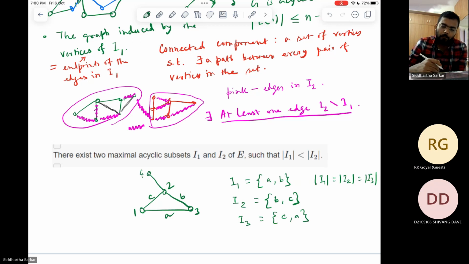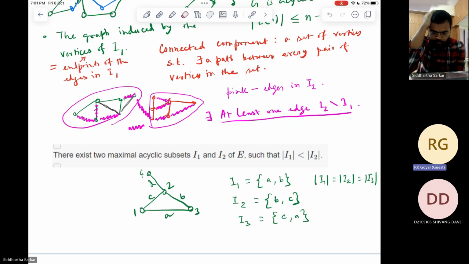Now we have one acyclic subset as 1, 2, and then 4. No, acyclic subsets are sets of edges. So let's call it D. So it is A, B, and then D. You can add D to each of them.